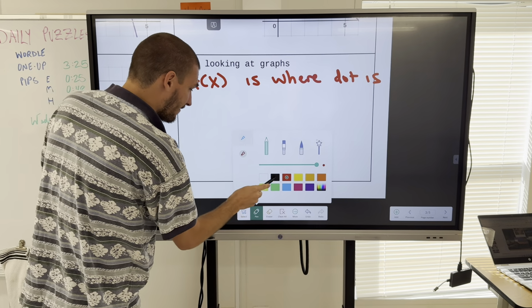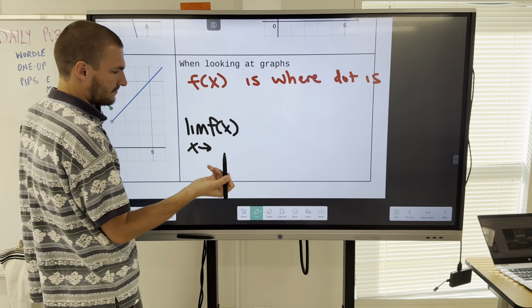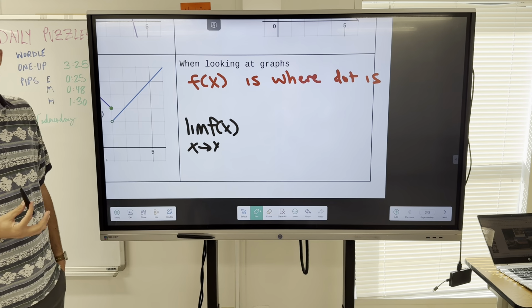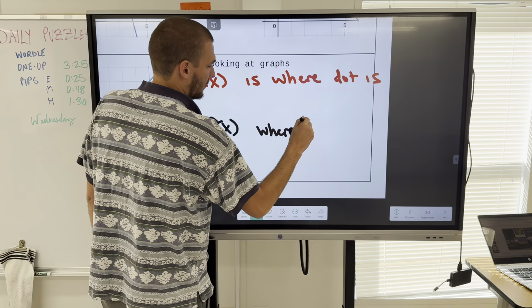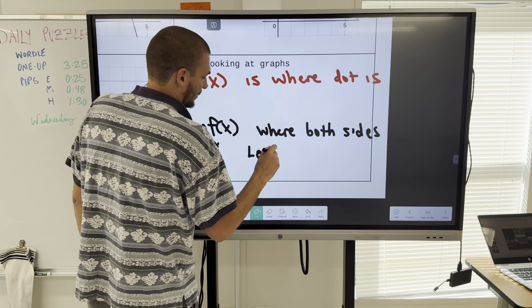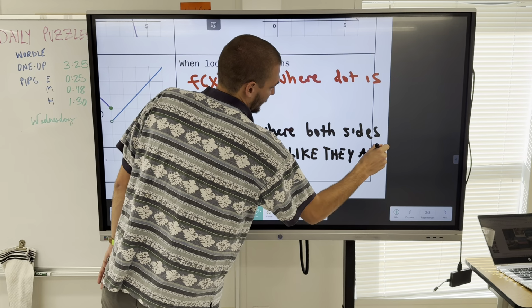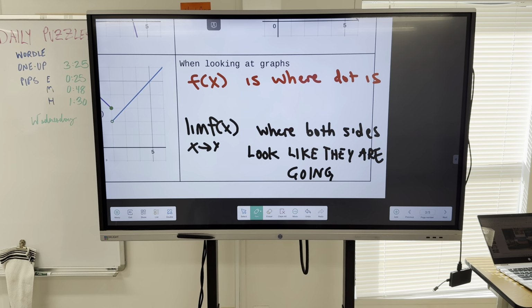When looking at the graph, the limit of f of x as x approaches whatever number that is, x I guess, has to be where both sides look like they are going. Importantly, it's got to be both sides, right? We just saw an example where they disagreed and can't really make a prediction.